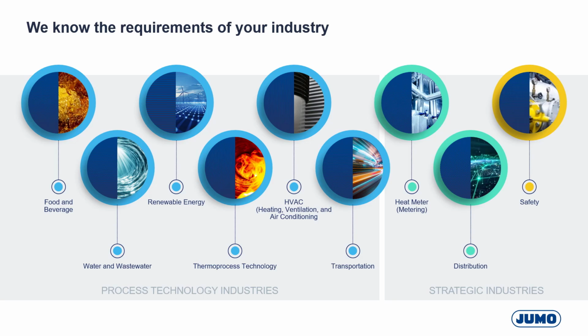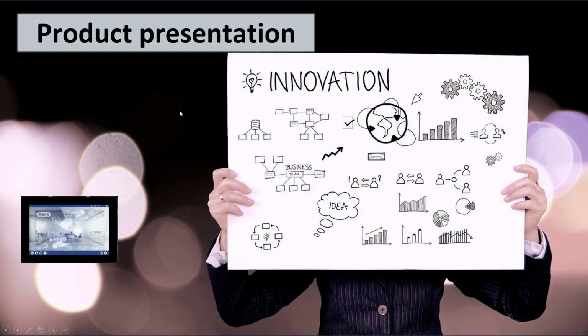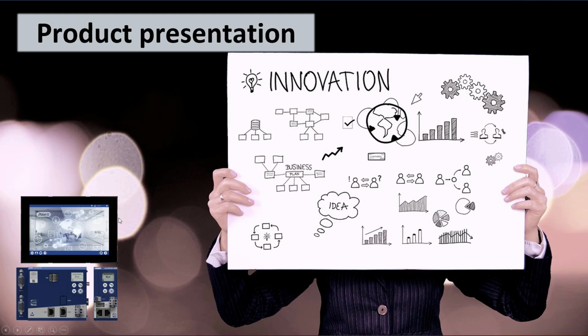But okay, we will start with a small product presentation for our variTRON family, which we can see here on the left side: the DIN rail variTRON 500 and a small brother, the variTRON 300, and here the variTRON 500 Touch for the front door mounting.